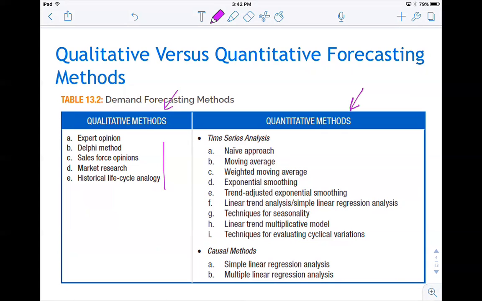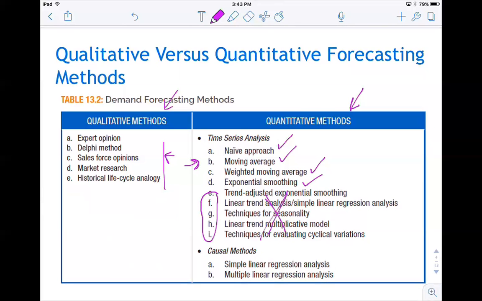In quantitative methods, we usually crunch numbers. For the sake of this course, we are going to cover the naive approach, moving average, weighted moving average, and exponential smoothing method only. We are not going to be interested in the other forecasting methods in this course. So whenever you are doing your reading, if you are in subsections E, F, G, H, and I, you may just stop and focus on these four and these qualitative techniques.